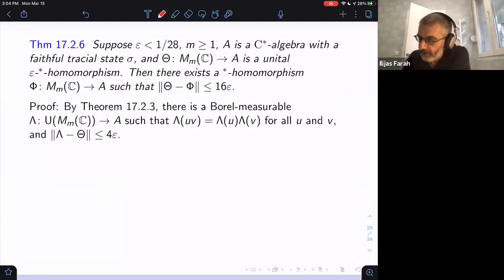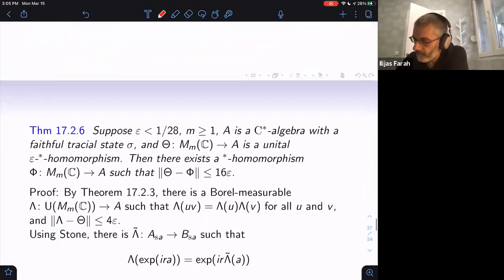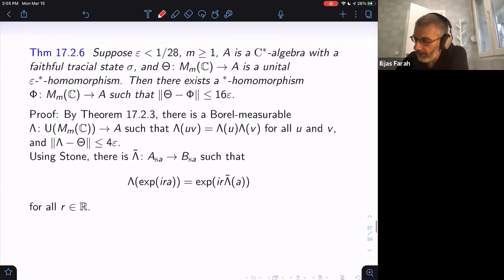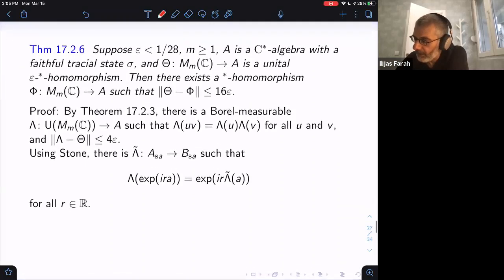We have a Borel measurable lambda from the unitary group into A such that it is multiplicative for all u and v, and lambda minus theta is less than or equal to 4 epsilon. All right. Now we need to see where the other elements go.